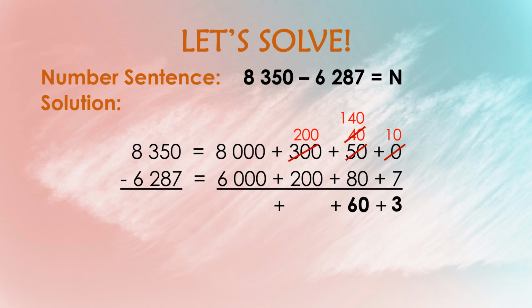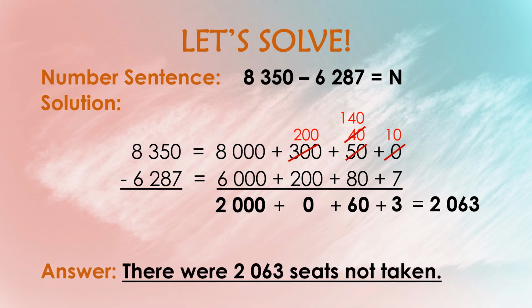Then subtract the hundreds place. 200 minus 200 is 0. And last, 8,000 minus 6,000 is 2,000. So the total is, there were 2,063 seats not taken.